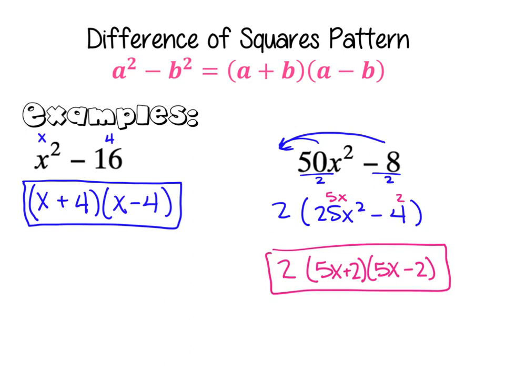Be really careful though. This pattern is always only going to work if I have a positive b times a negative b, right? So it only works if that middle sign is negative. So it has to be a difference of squares. See if you could look at those practice problems.